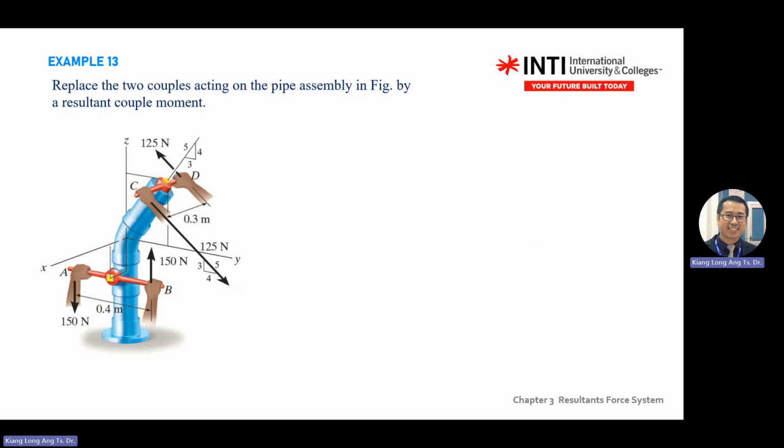If you're lazy to write this statement. Okay. Another example, 13. This one will be very close to test 1 of the final exam standard. You have a lot of dimensions there. So replace the two couples acting on a pipe assembly by a resultant couple moment. So this is more of a design question.